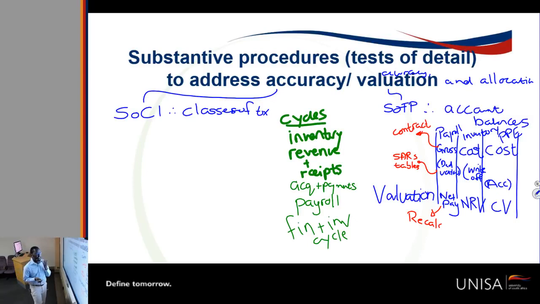Okay, so that's regarding accuracy, valuation, and allocation. It's regarding our statement of financial position, our account balances. Regarding accuracy, which relates to our statement of comprehensive income, which means our classes of transactions, an example would be revenue.